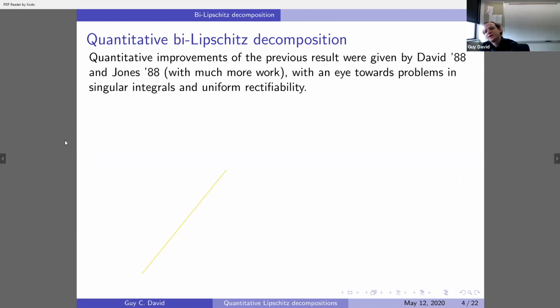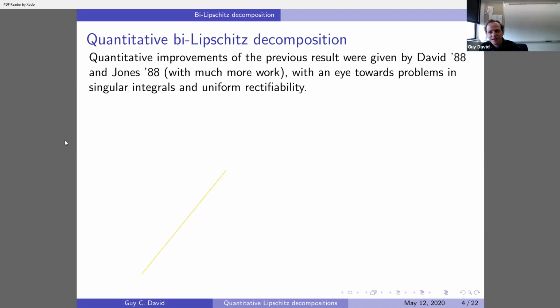All right. So there are some quantitative refinements, so quantitative improvements of this Federer lemma. Took much longer and need a lot more work. So these started with David, so this David is not me. These started with work of David and Jones in the 80s. They were thinking about problems involving singular integrals and uniform rectifiability and things like that. And as part of that work, they were interested in quantitative versions of this theorem.